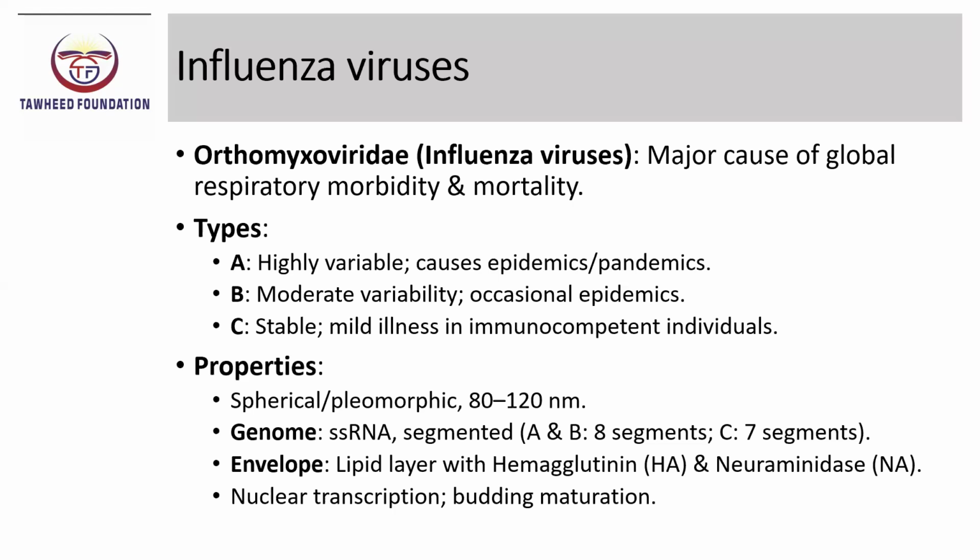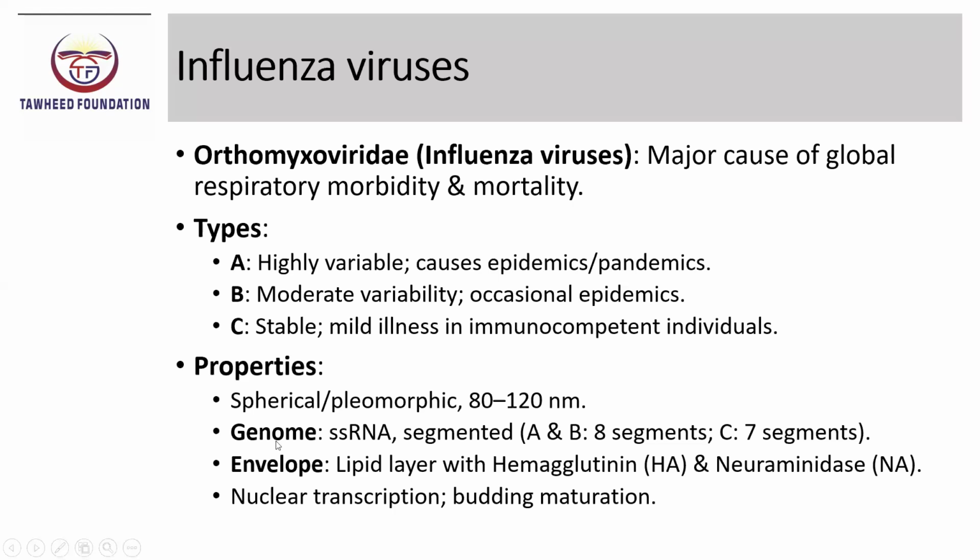Mutability and high frequency of genetic reassortment result in antigenic changes in the viral surface glycoproteins, making influenza virus a formidable challenge for control efforts. Influenza type A is antigenically highly variable and is responsible for most cases of epidemic influenza. Influenza type B exhibits antigenic changes and sometimes causes epidemics. Influenza type C is antigenically stable and causes only mild illness in immunocompetent individuals.